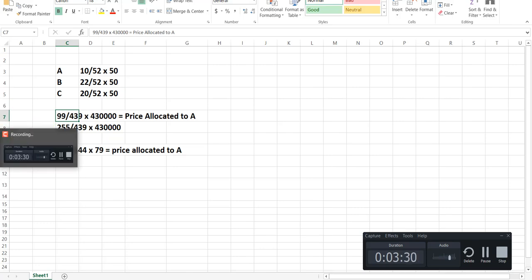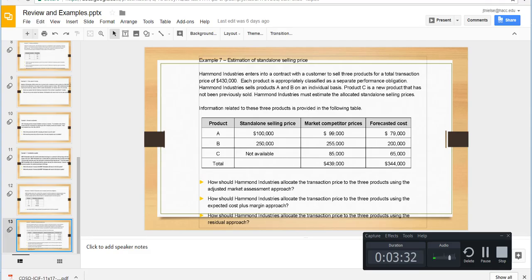The second question asks about what if we use the cost plus margin. That is often our last resort because we can't find market prices for our products. We look at what they cost us to do, and that we can almost always determine.